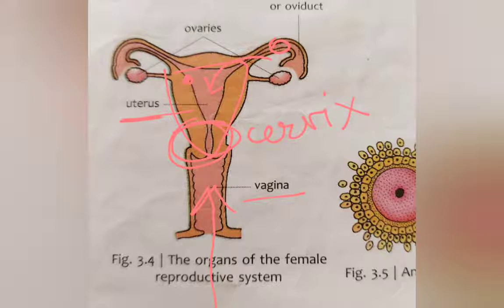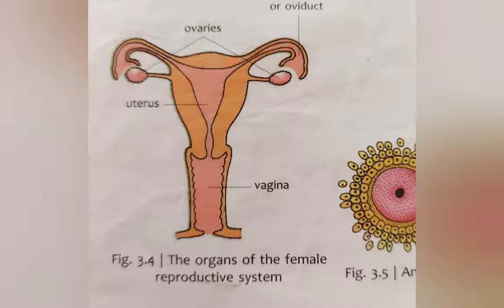So through the vagina the sperm enters into the female body, right? But this vagina also acts as the birth canal. Here the zygote is implanted, and it develops as a baby. Now when it is a full grown baby after 9 months, it needs to be birthed, right? It needs to come out, so it will come out through the vagina only. So it is also known as the birth canal.